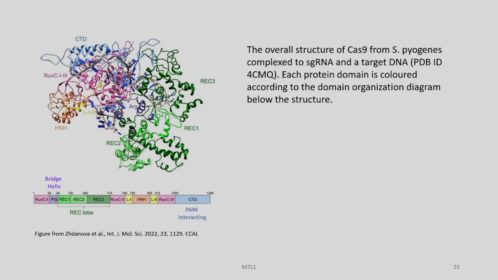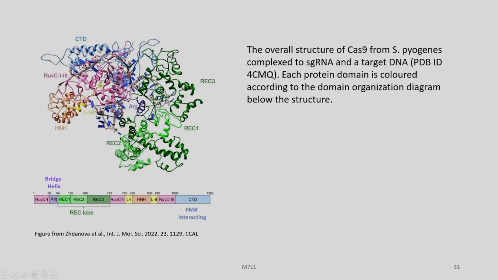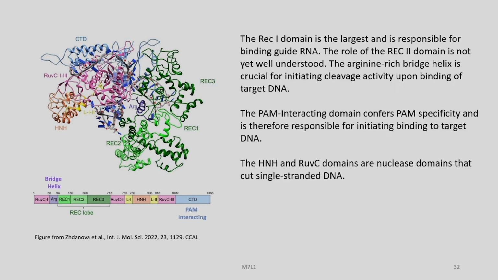Now, let us look into the structure of a Cas9, which we have seen here, when it is complexed to a single guide RNA and a target DNA. Each protein domain is colored here according to the domain organization diagram below these structures. The REC1 domain is the largest, and it is responsible for binding the guide RNA. The role of the REC2 domain is not understood currently.